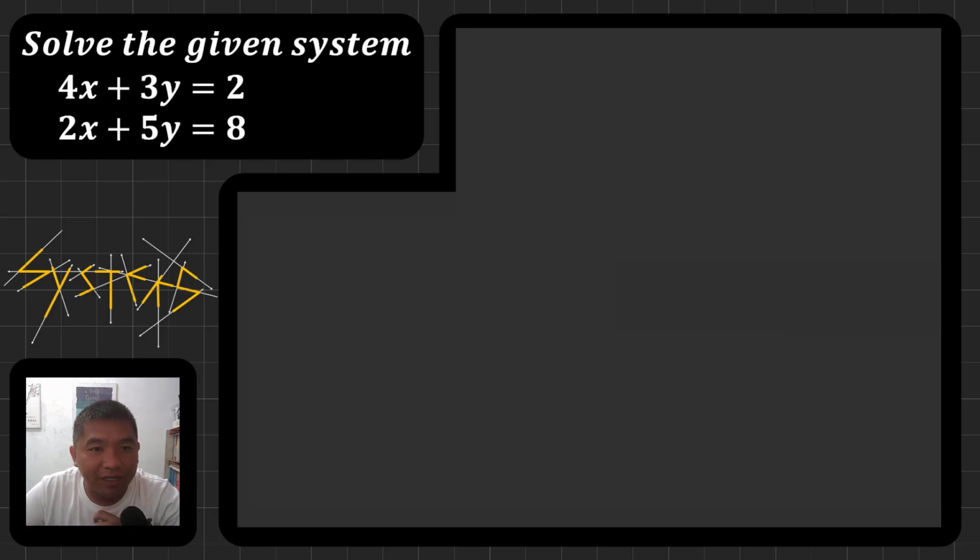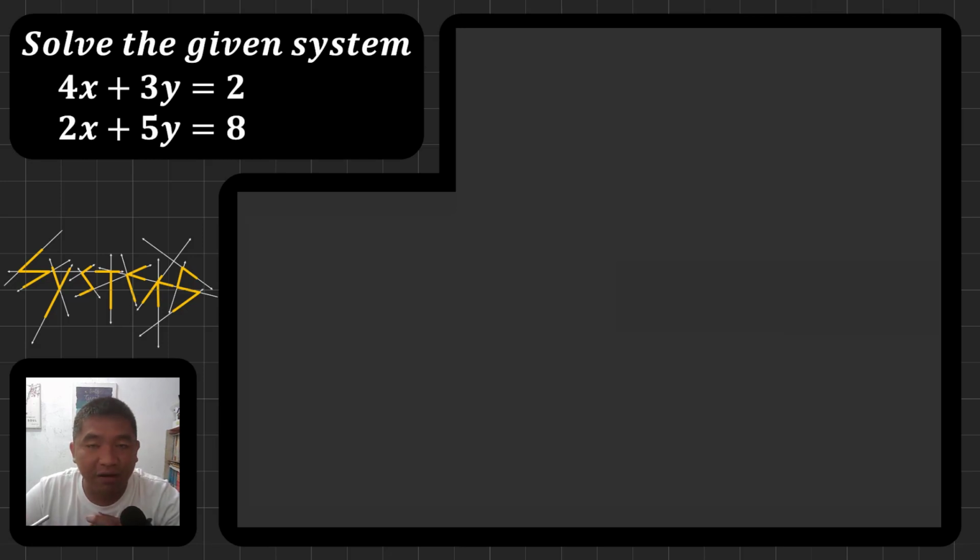So we have 4x plus 3y equals 2, and then 2x plus 5y equals 8. We are going to choose a certain variable that we are going to eliminate to solve for the other, and whatever the value of that other variable, we are going to use it to solve for the first variable that we have eliminated. As declared earlier, I'm going to eliminate x.